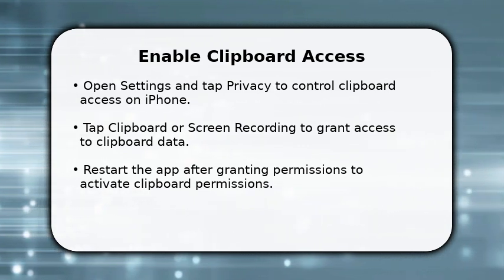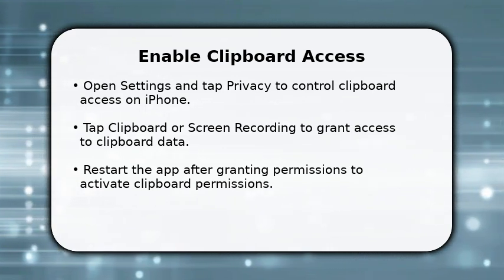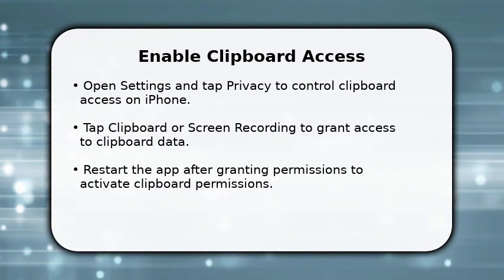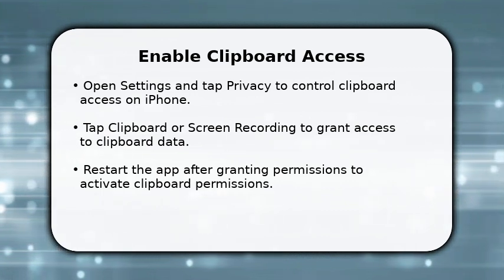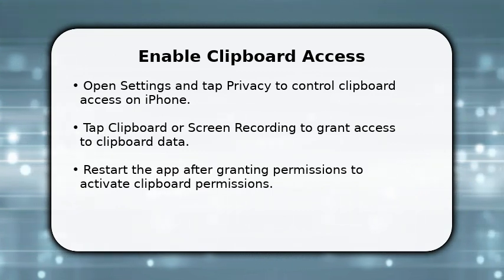If prompted, choose Allow while using App to limit access to active use. Return to the home screen and quit the app to apply new permissions immediately. Reopen the app and test copying and pasting to confirm Clipboard activation is working now.